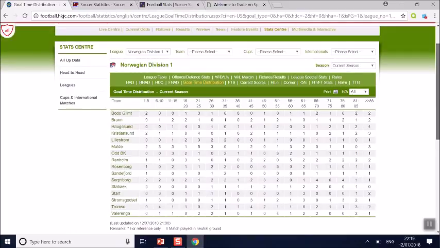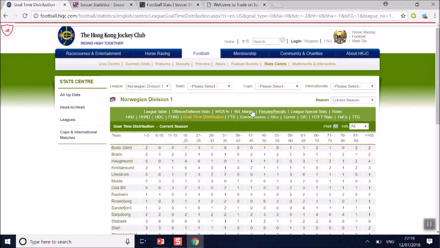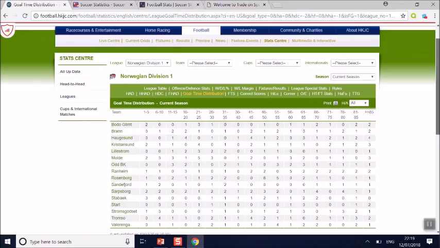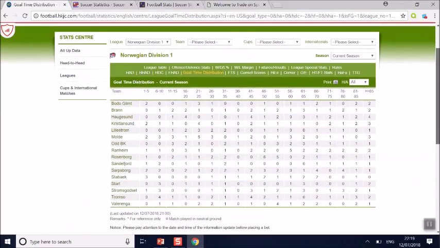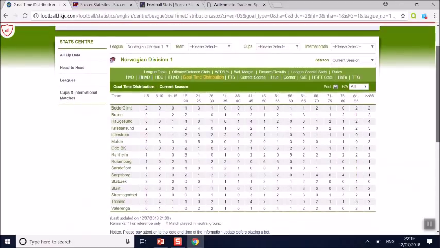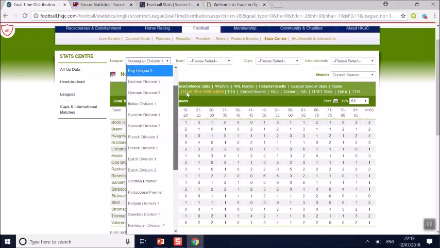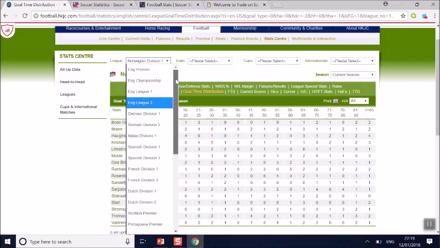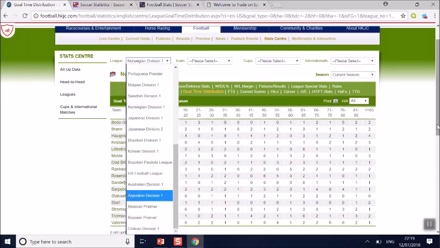So the Hong Kong Jockey Club, I think, is a great find. And Rui, again, I thank you for this. I've really been crunching through this because I think it's a great asset to have goal times down to 5-minute intervals. And they do cover quite a number of the main leagues. I mean, you're not going to get every league included, but certainly the major leagues are going to be included. So I think this is a great website.